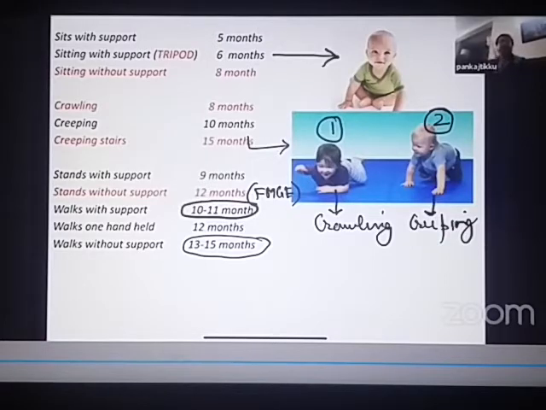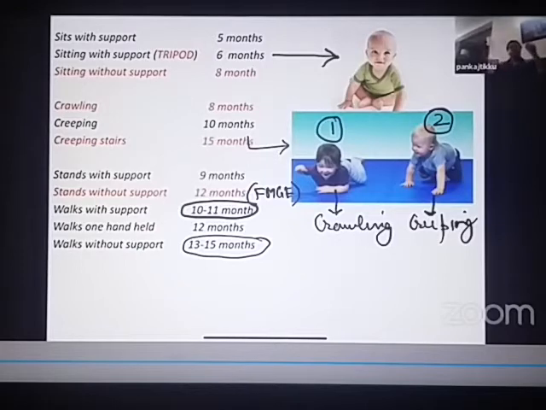When does the child walk with one hand held? So it is somewhere between walking with support and walking without support. So father has held one hand of the child and the child is now walking. So the child can walk with one hand held at the age of 12 months.